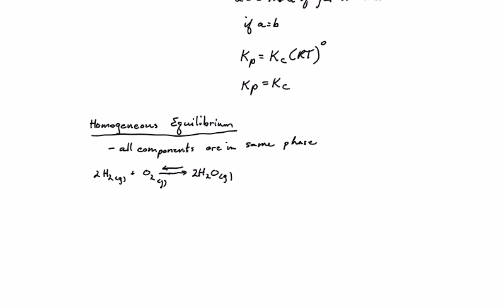Another example would be if we had aqueous HCl reacting with aqueous sodium hydroxide, so both of them dissolved in water, producing water plus NaCl. Now that is almost true.